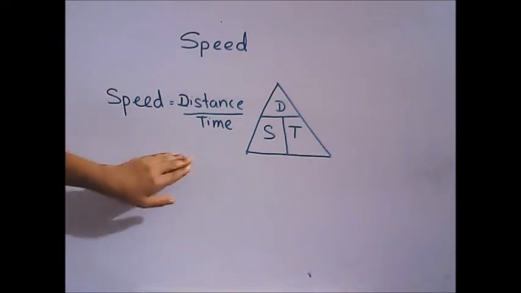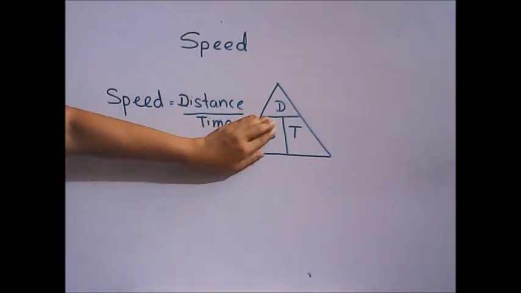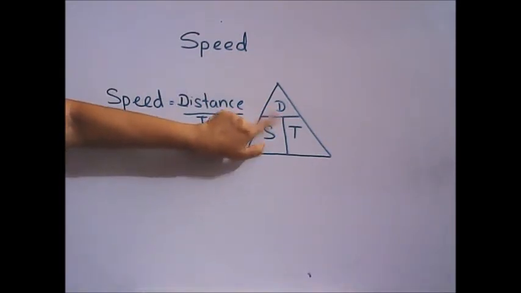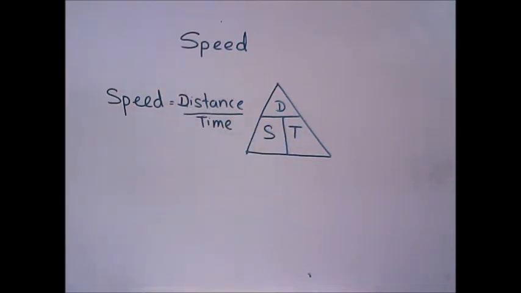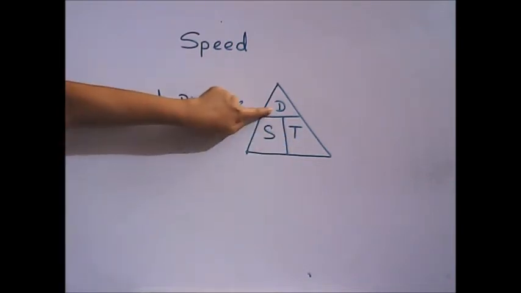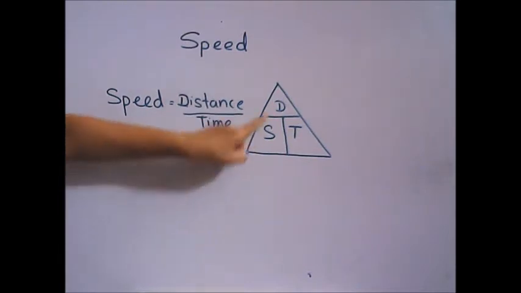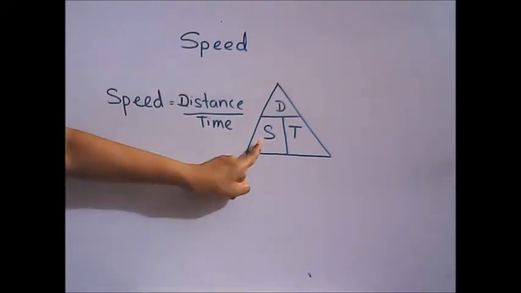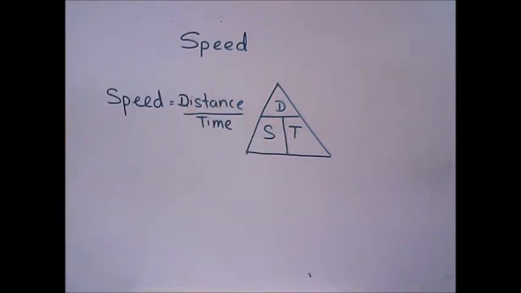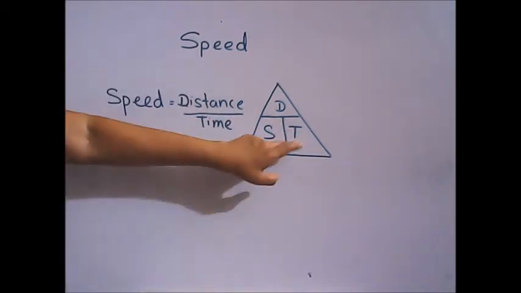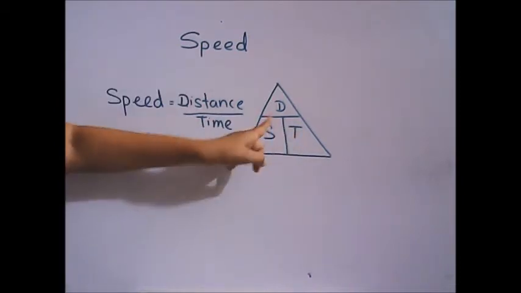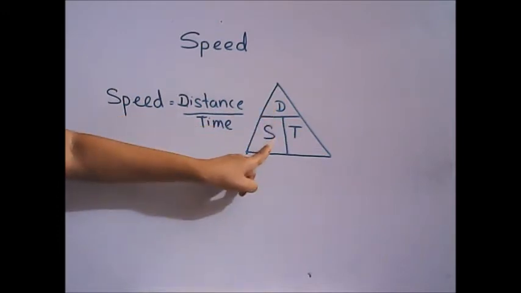If you have to find speed, then you have to divide distance by time. If you have to find the distance, speed and time are on the same level, so you find distance by multiplying speed by time. Or if you have to find time, you have to divide distance by speed.